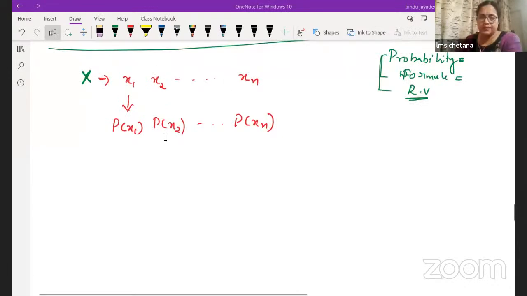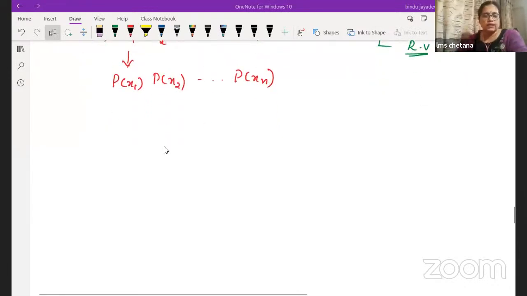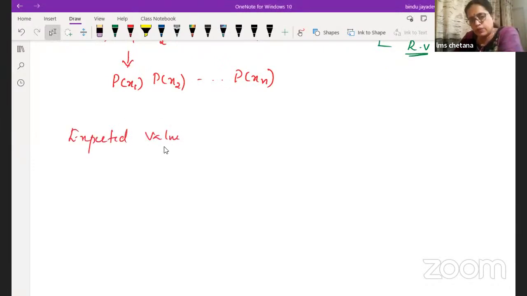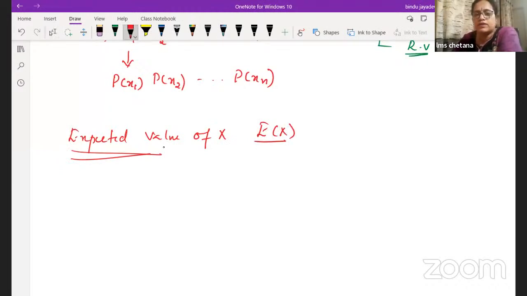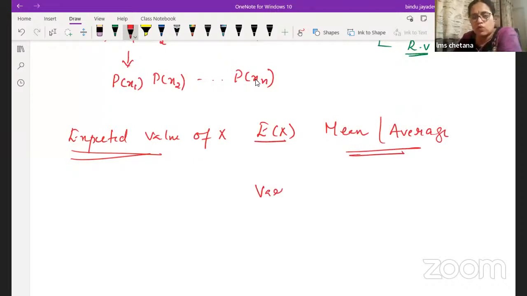Yeah, please see here, there are two questions that can come for you. One is, what is the expected value of X? That is written as E of X. This is the same as mean, or it is called your average. And the second part is, what is the variance?